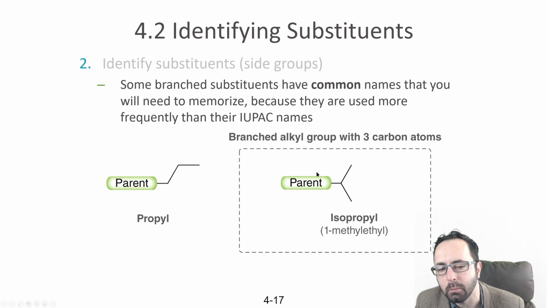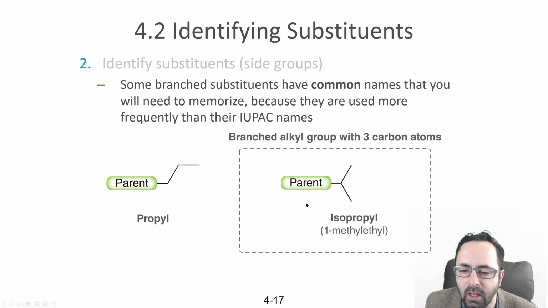Now, there's some branches, some complex branches that are so common that they have their own special names. So if you have a parent chain here with 3 carbons attached in a line, 1, 2, 3, that's called propyl. But if the parent is attached to the middle, so notice here the parent's attached to the end of the carbon, the last carbon, whereas in this one, it's attached in the middle right here. And so you've got 3 carbons still, 1, 2, 3. However, there's essentially a branch.